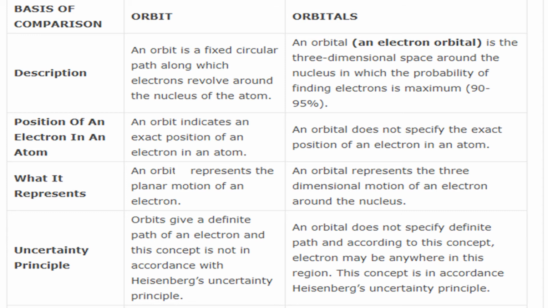An orbit represents the planar motion of an electron. An orbital represents the three-dimensional motion of an electron around the nucleus. Orbits give a definite path of an electron, and this concept is not in accordance with Heisenberg's uncertainty principle. Whereas an orbital does not specify a definite path, and according to this concept, electrons may be anywhere in this region. This concept is in accordance with Heisenberg uncertainty principle.